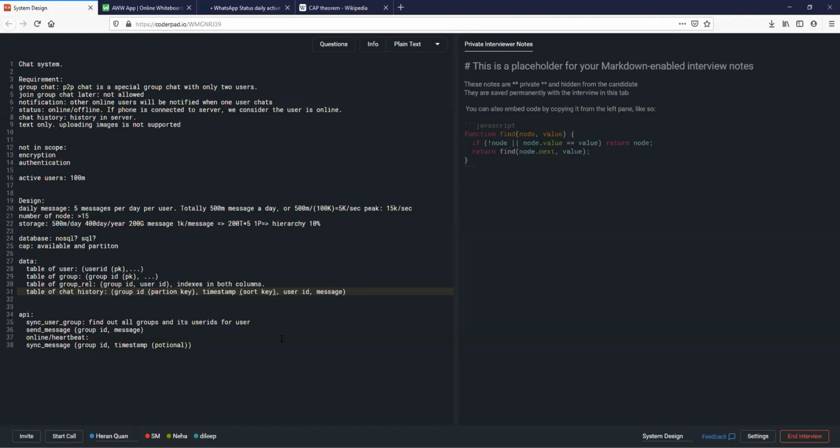Just like Shreya mentioned, we need something to order the messages. And the messages of the same group will be stored in the same node. The only concern here is the group relation database, because we have two columns and we need to query both of them in different scenarios.